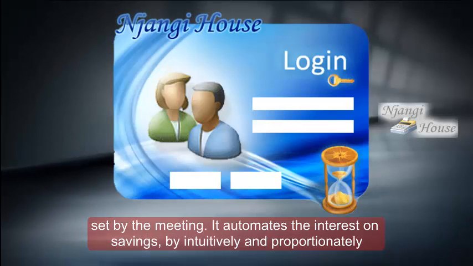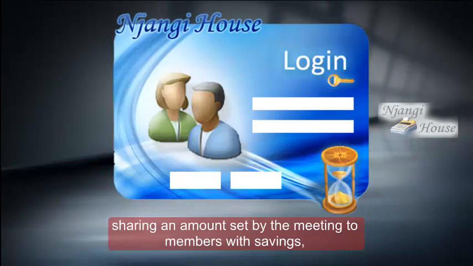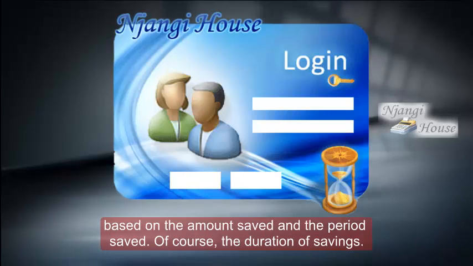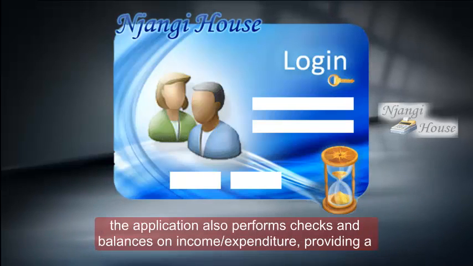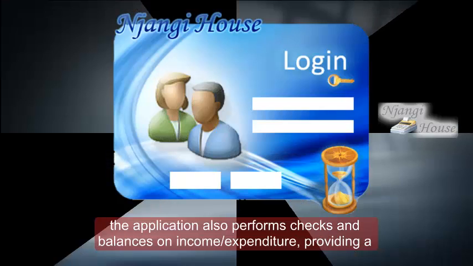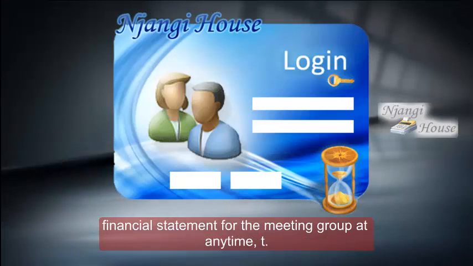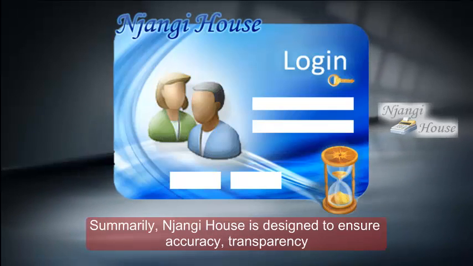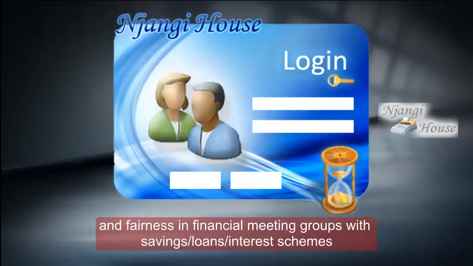It automates the interest on savings by intuitively and proportionately sharing an amount set by the meeting to members with savings based on the amount saved and the period saved, of course the duration of savings. The application also performs checks and balances on income and expenditure, providing a financial statement for the meeting group at any time T. In summary, Njangi House is designed to ensure accuracy, transparency, and fairness in financial meeting groups with savings, loans, interest schemes.